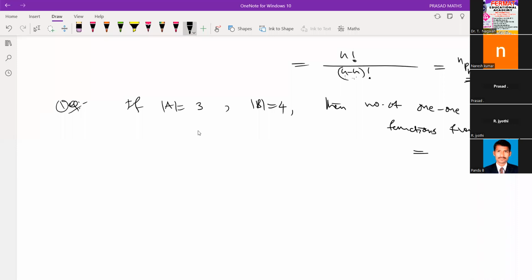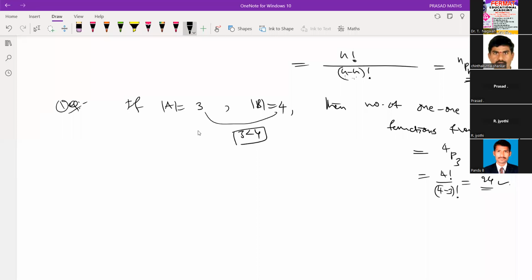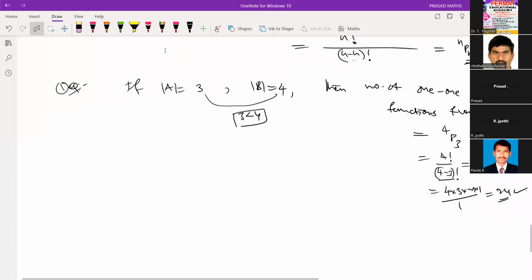Is it possible? Yes, possible, because 3 is less than 4. Definitely a one-one function is possible, so the formula is 4P3. 4 factorial by 4 minus 3 factorial, that is 1 factorial. 4 factorial is 4 into 3 into 2 into 1. So that means 24. Just keep this in mind.